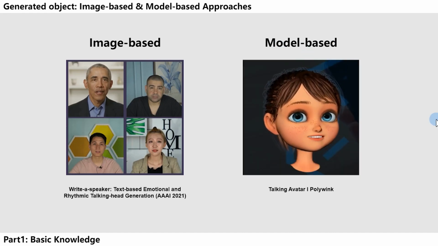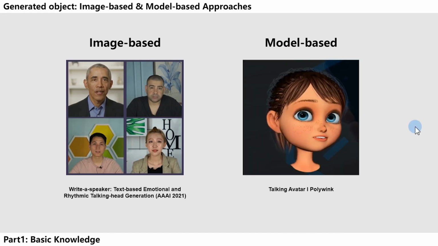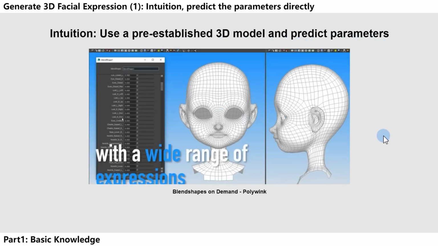Talking avatar, 73 blend shapes, for speech and facial animation. And this is what this paper is going to do. This paper is going to predict the 3D model expressions. So how do we predict these 3D model facial expressions? One very simple way is just to predict the parameters. We can use a pre-established 3D model and just predict parameters.